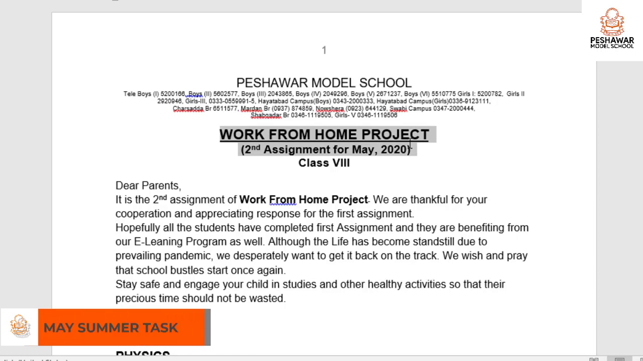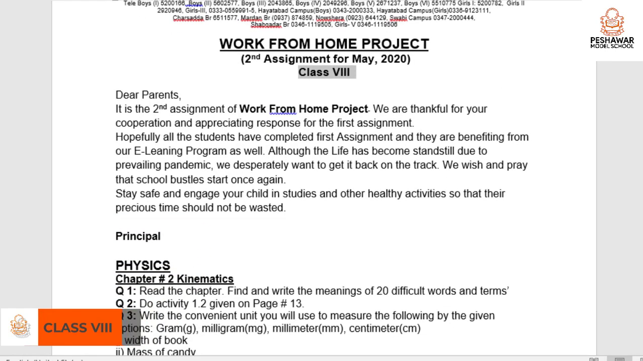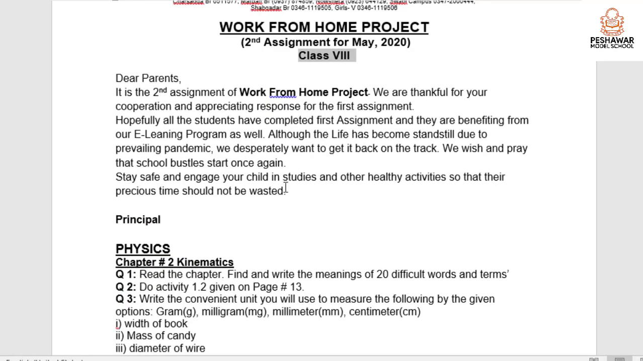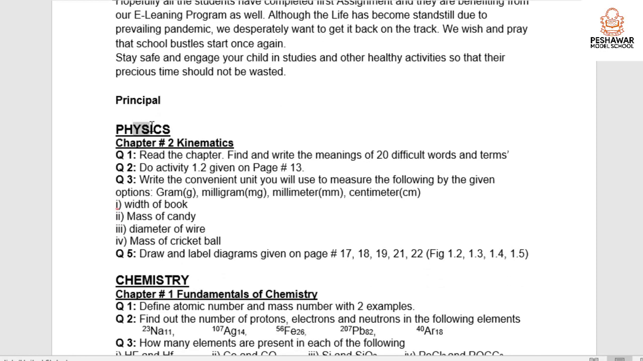Work from home second assignment for May 2020, and this assignment is for class 8. I'll be explaining all the summer tasks subject wise for class 8. First there is a note for parents that you have to do the second assignment. It's a second assignment work from home project and we are thankful for your cooperation and appreciate the response on the first assignments. The first subject that we'll be talking about is physics.